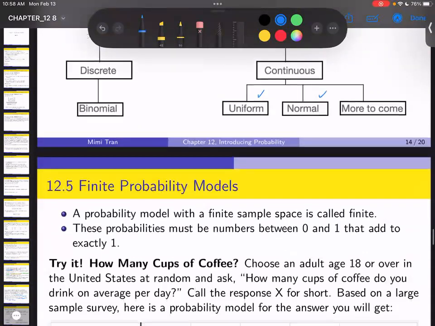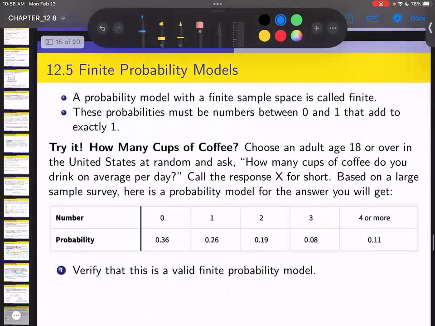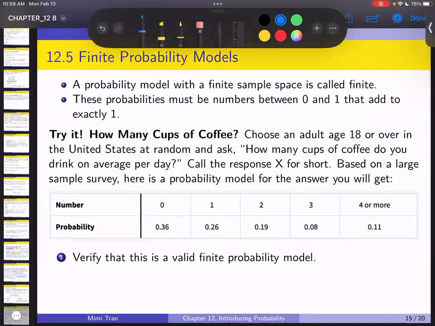All right, let's talk about discrete random variables first. A probability model with a finite sample space is called finite, meaning it takes countable values, say the number of pets you have in your house, or the number of hoodies you got. Each of those events takes a probability with a value between 0 and 1, and all of them add up to 1.